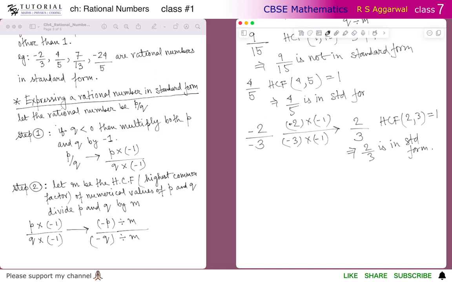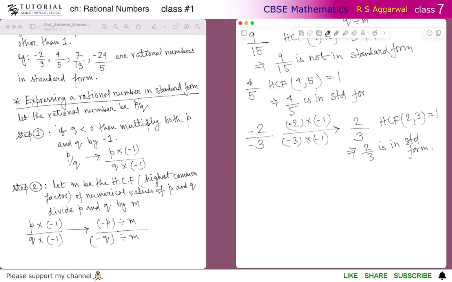So, the numerical value of minus 4 is 4, the numerical value of minus 5 is 5, the numerical value of 0 is 0, the numerical value of 4 is 4. So, in step 2, you find the HCF, the highest common factor, of the numerical values of p and q. And if the highest common factor is m, you divide p and q by m. Whatever p and q you got after step 1, you divide them by m, and the result will be a rational number in standard form.